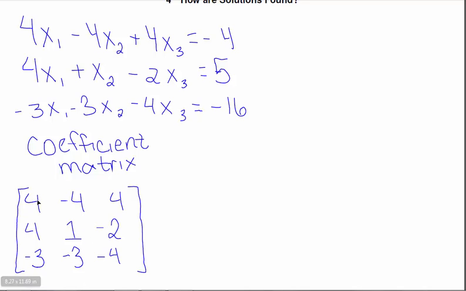You'll notice the first column is all the coefficients of x1. The second column is all the coefficients of x2. And the third column is all the coefficients of x3. So that's the coefficient matrix. And while that is helpful, that's usually not the one we use. Instead, we use the augmented matrix.